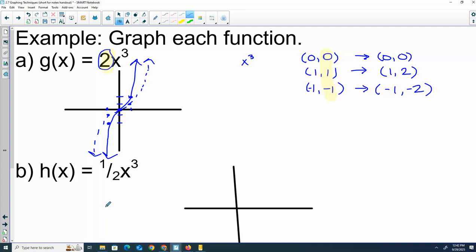Okay. What questions do you guys have? It seems like, in general, the horizontal and vertical stretching and shrinking is the hardest transformation for people. So that's why I'm writing out these ordered pairs to kind of explain it.